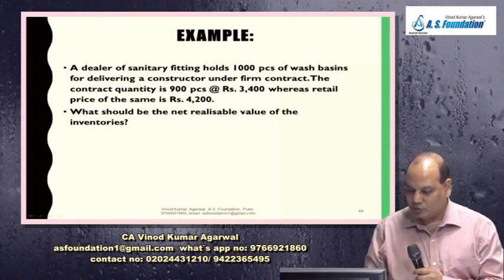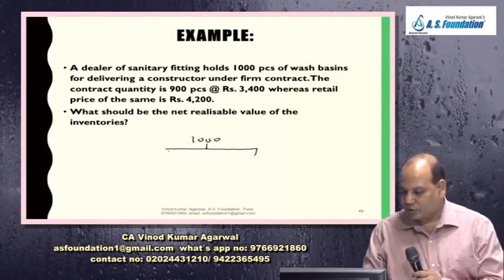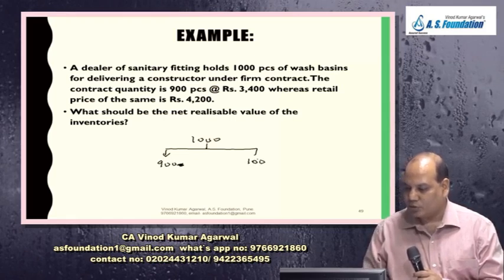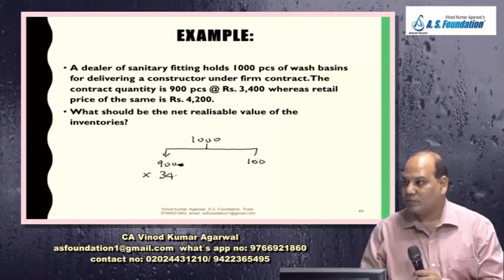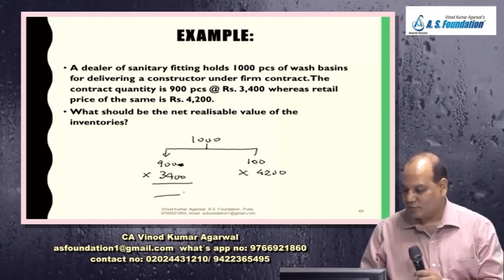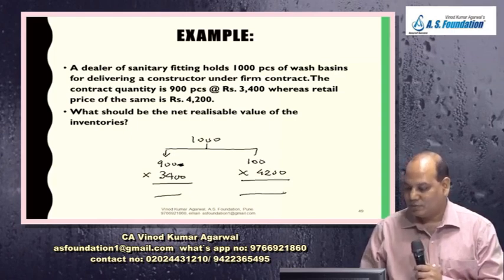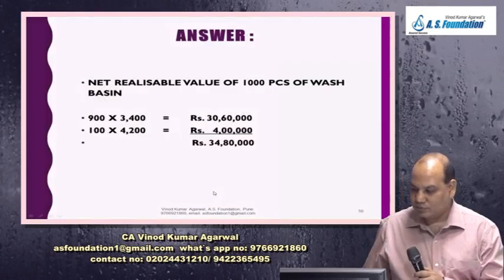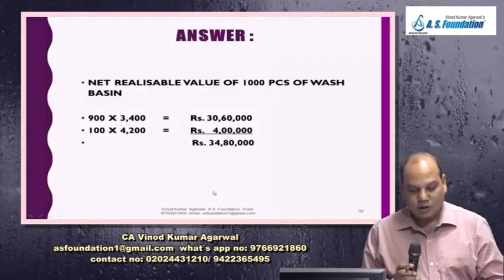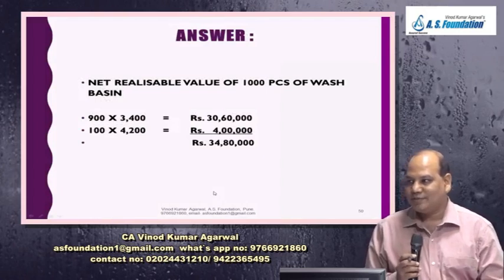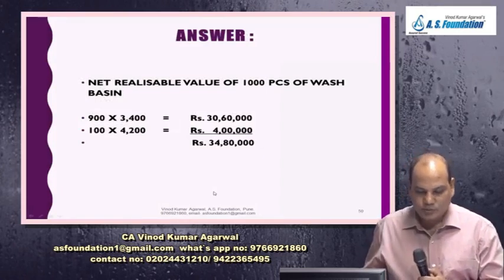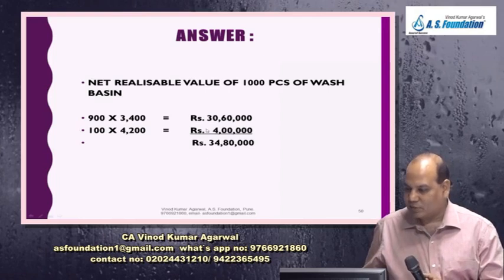So what you do, this 1000 quantity you divide into two parts: 900 under the firm contract and 100 to be sold at general retail price. This will be valued at 3400. This will be valued at 4,200. Therefore, the NRV will be the total of these two. Do this calculation. Is it coming to 34,80,000? Yes. This we will be able to solve. This can come as a multiple choice question also.